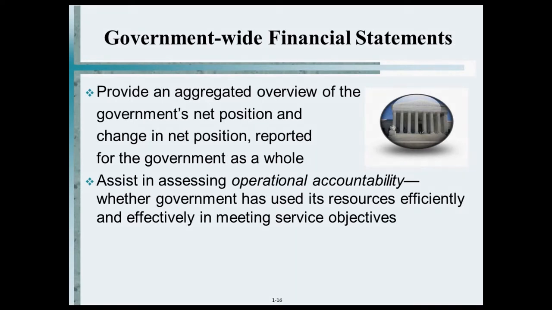We don't have an income statement and balance sheet. We have a balance sheet and something else in each one of them. So let's take a look at the government-wide financial statements. What is their focus? Operational accountability. Whether the government has used its resources efficiently and effectively in meeting service objectives. And you say, but wait a minute, you just said governments didn't do that. Well, they're trying to establish it, but in order to do that, you have to have performance measures, which governments are not required to report. So on the one hand, it talks about operational accountability, but this is what's needed to do that.